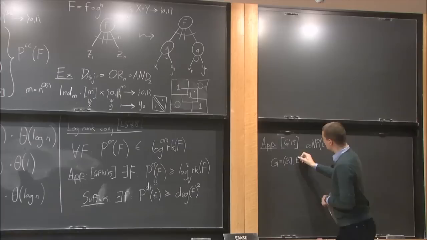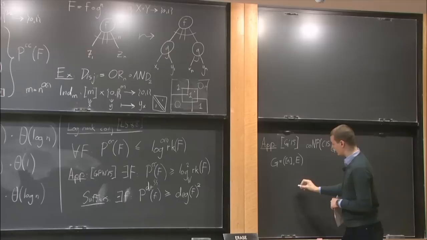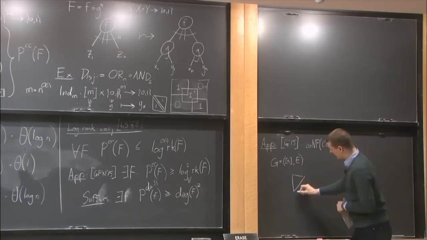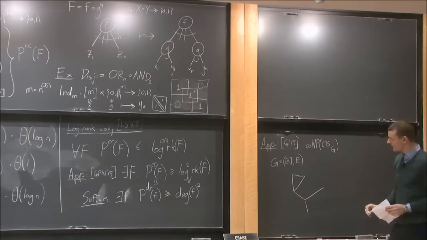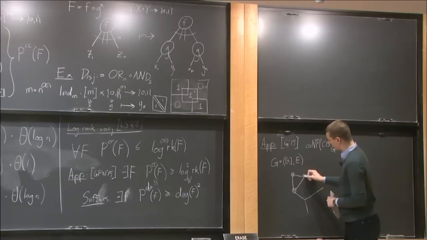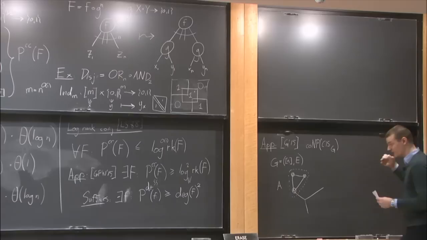And this communication problem is as follows. Maybe my favorite graph looks something like this. This is a fixed graph, so both Alice and Bob know this graph. And for Alice, I give a clique in the graph. So the input is a set of nodes that span a clique. Maybe this is the input to Alice. And Bob receives an independent set in the graph.